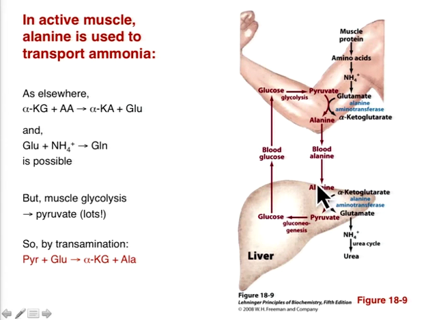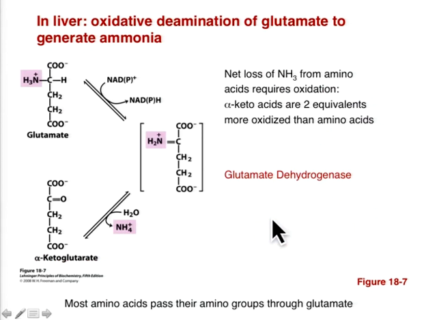It's received in the liver, where the reverse reaction can occur. We can transfer those amino groups back to our storage molecule, glutamate, so we convert the alanine to pyruvate and alpha-ketoglutarate to glutamate. The net effect is to take ammonia from the muscle and move it into the liver. It's actually occurring within the liver. Okay, so now we have glutamate.